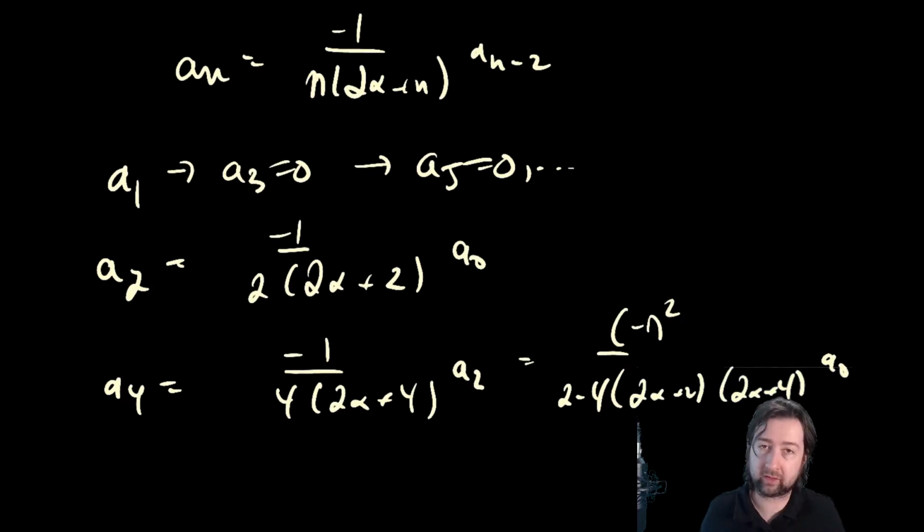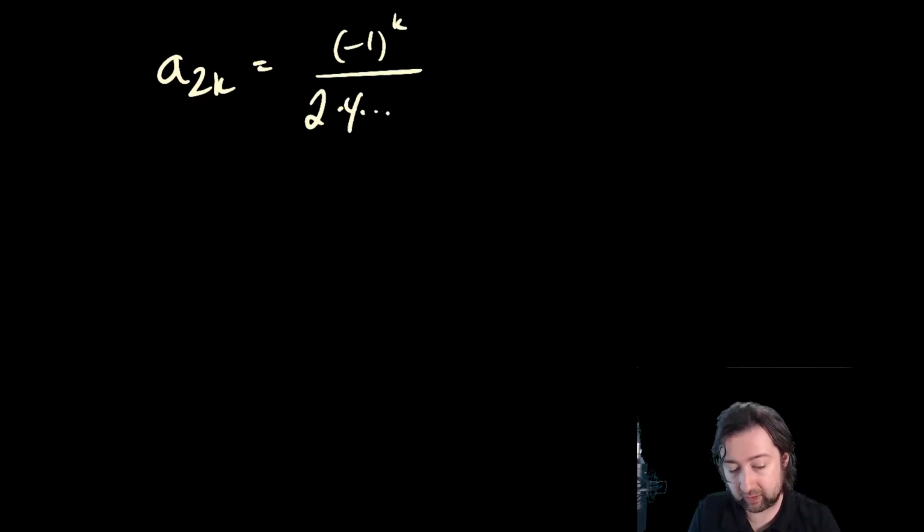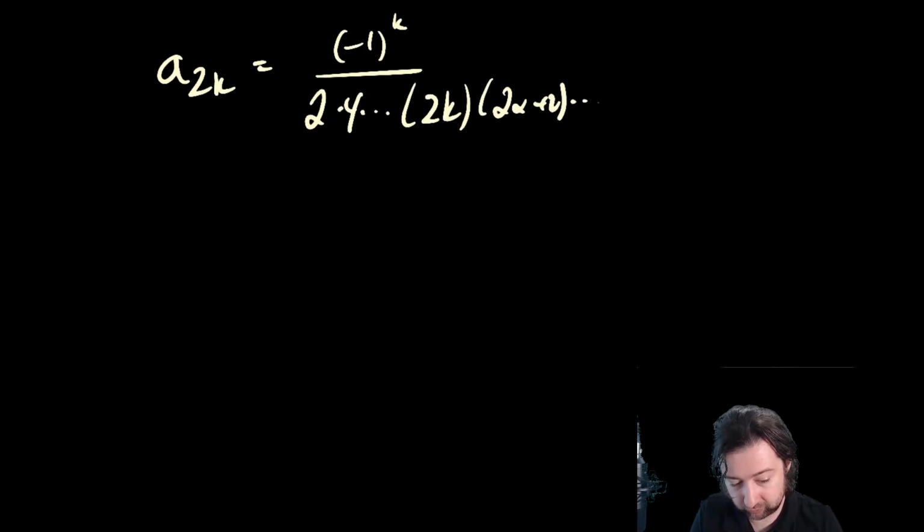And then that general pattern continues. Since the terms are all even, we can re-index, and so the formula that we're going to get out when I look at the final pattern is going to look something like a_{2k} is equal to minus 1 to the k. That's the alternation. And on the bottom, we start multiplying at 2, and we go up until we get to 2k. That's the n. And then we have more terms that involve the 2 alpha. So there's 2 alpha plus 2, and we multiply those until we get up to 2 alpha plus 2k. And then all of that is times a_0.